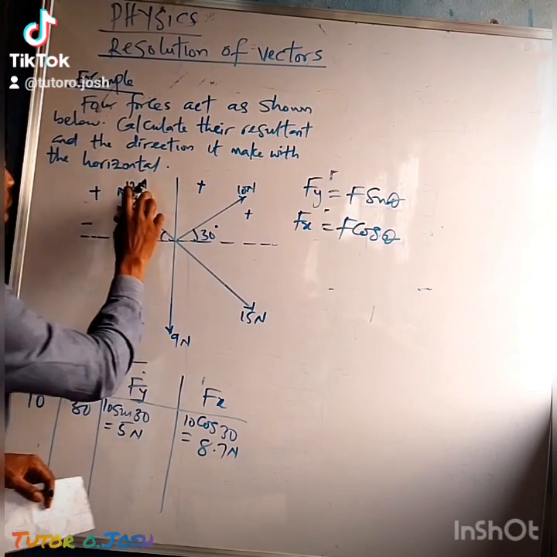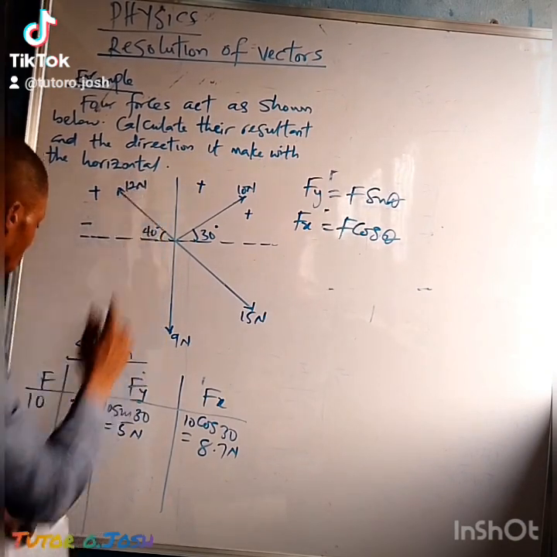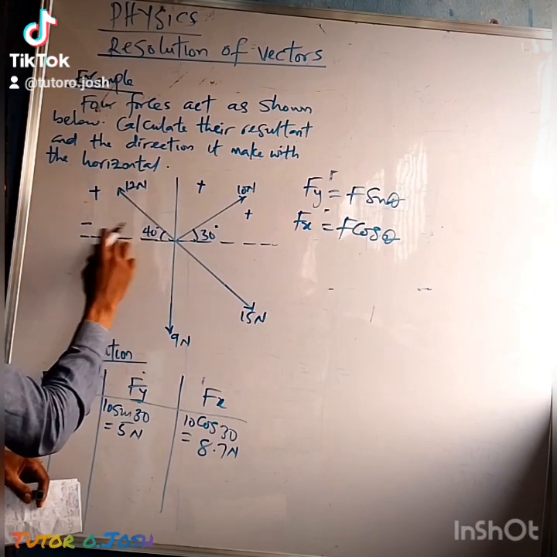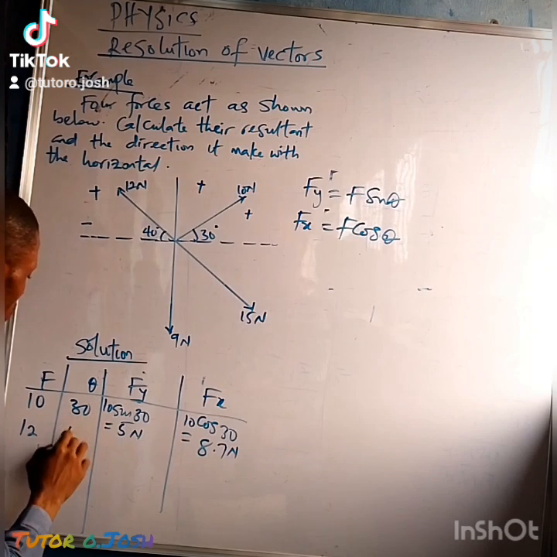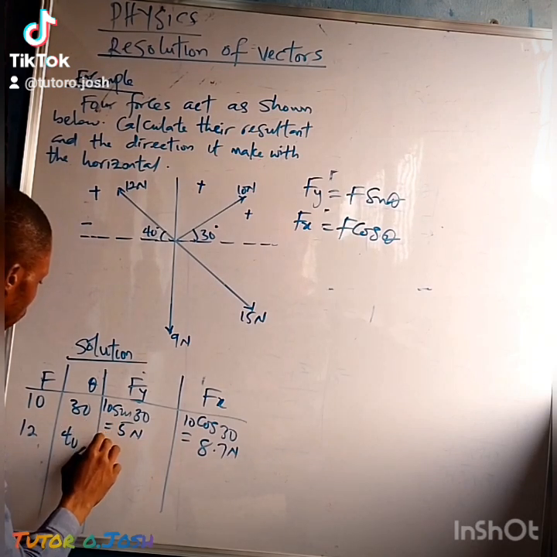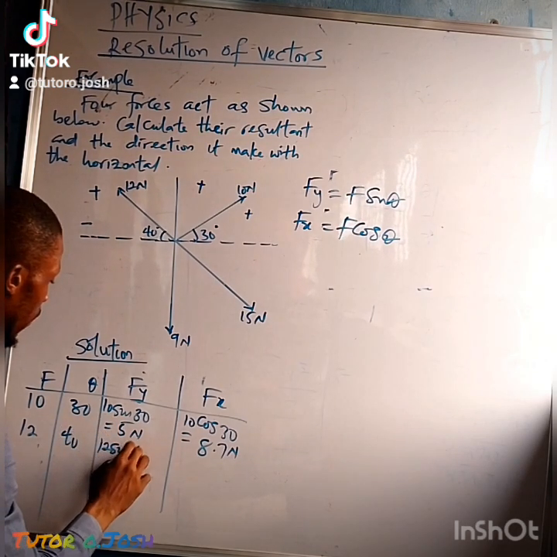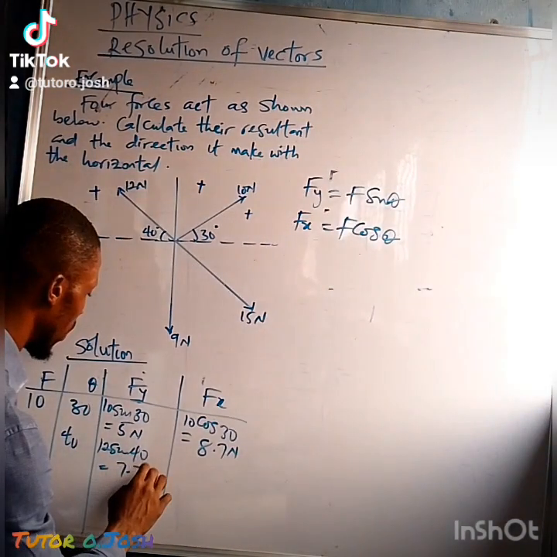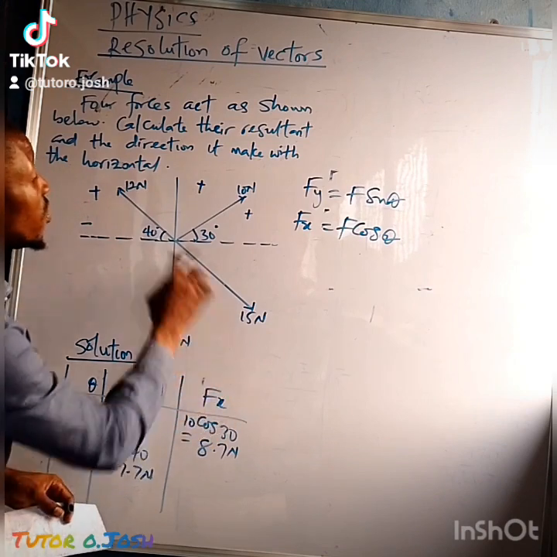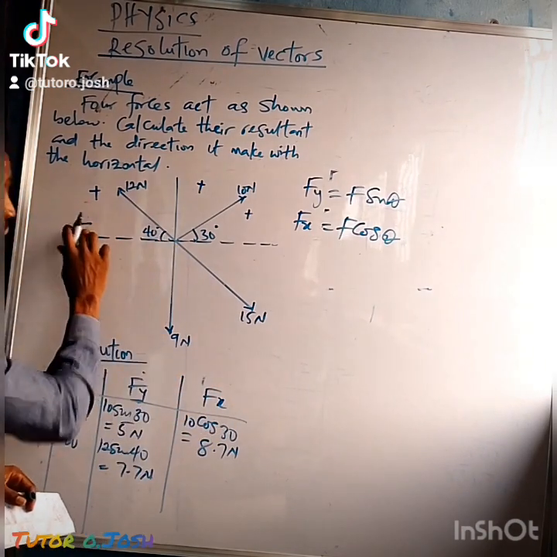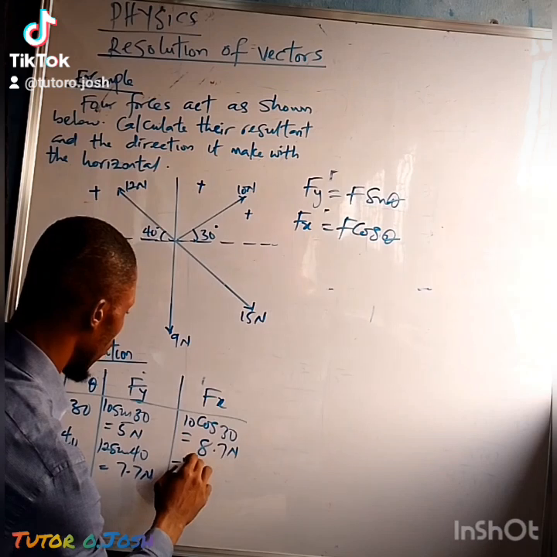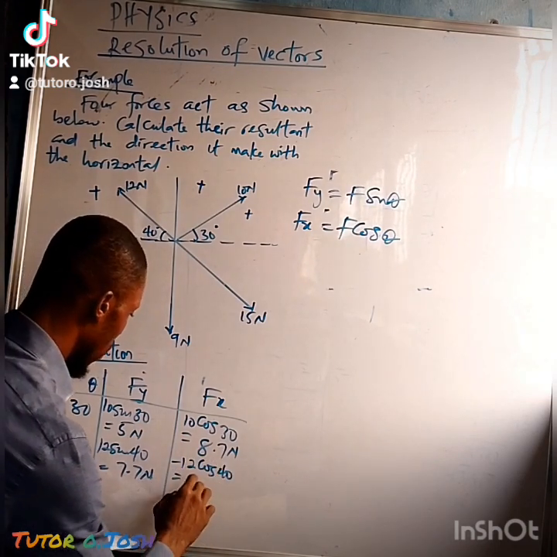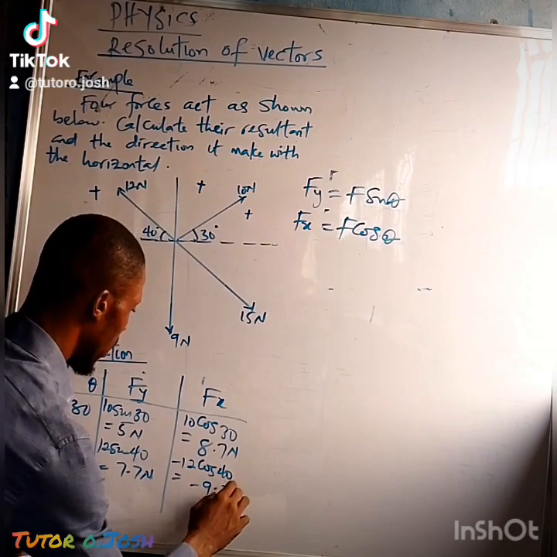Now here we go. The other force here is 12 Newton. We put 12 Newton, and the angle this 12 Newton makes with the horizontal is 40. Then this gives us 12 sine 40, and 12 sine 40 gives us 7.7 Newton, and the horizontal component is negative, that's minus 12 cos 40, and that gives minus 9.2 Newton.